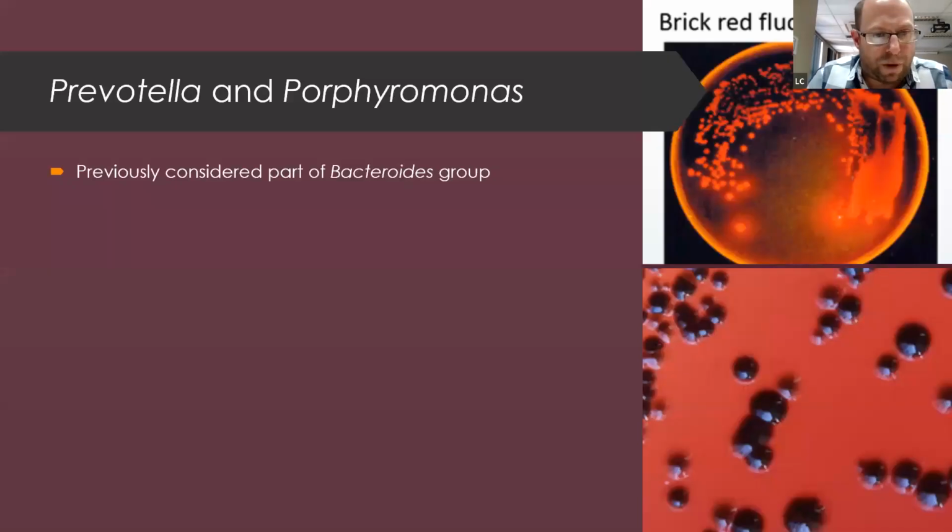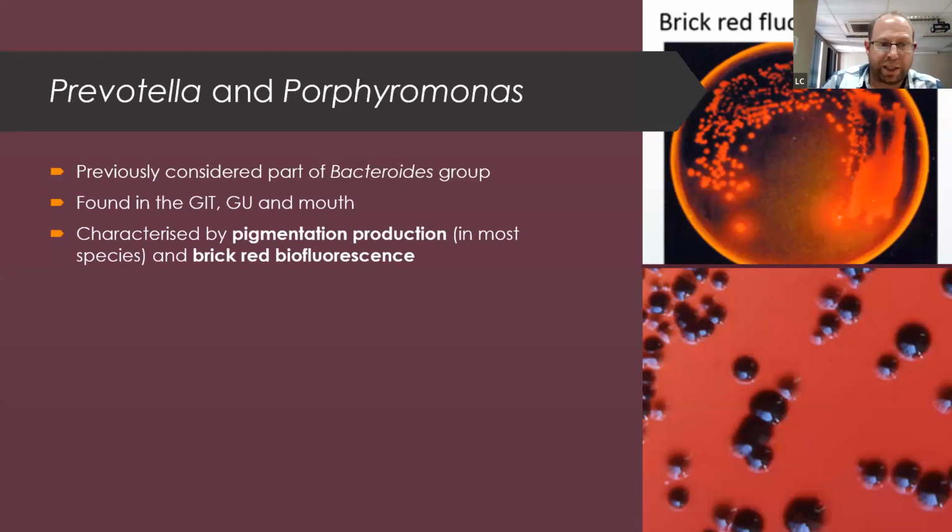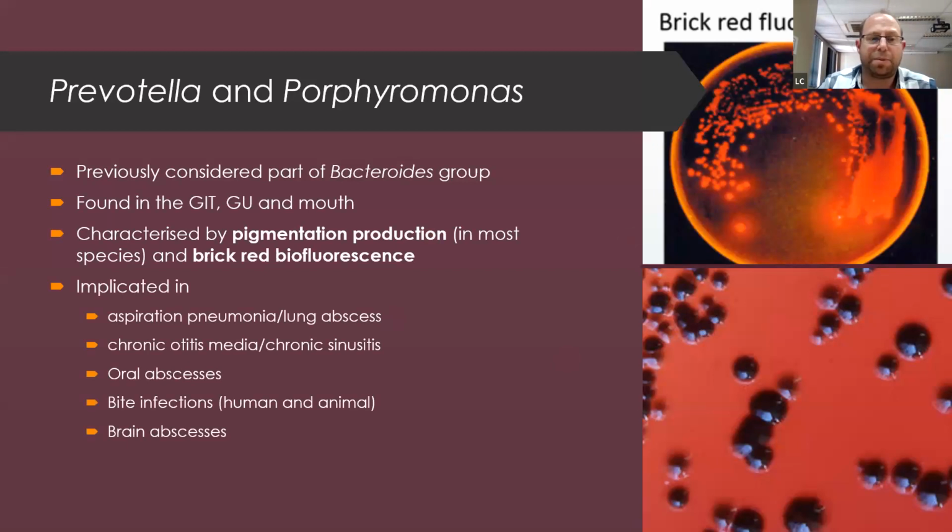Moving on to the other two, and they're often put together, previously considered parts of Bacteroides, but now separate, Prevotella and Porphyromonas. So these are found in the GIT, the genitourinary tract, and the mouth. They're characterized by pigment production, although it can take up to a week to appear this black in culture, and this brick red biofluorescence, which is a result of porphyrin production within the cells. They're implicated in aspiration pneumonia, abscesses, again, chronic head and neck infections, oral abscesses, bite wounds, both human and animal, dog bites and cat bites associated with both of them, in fact, and the formation of brain abscesses.